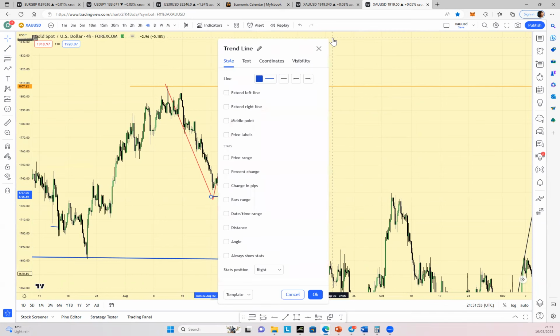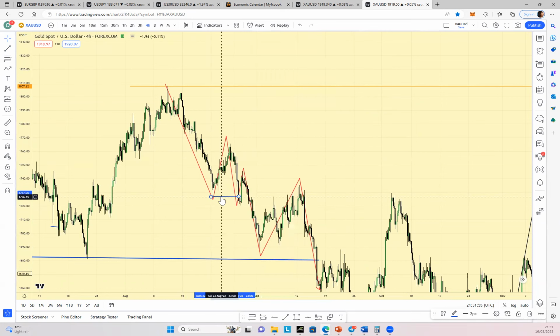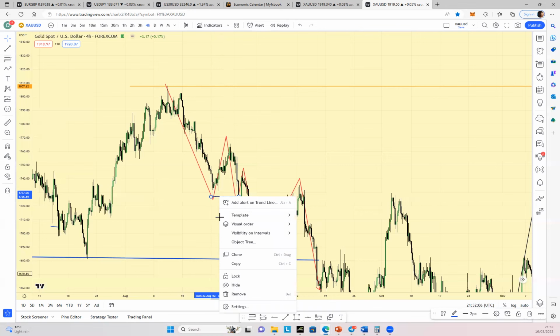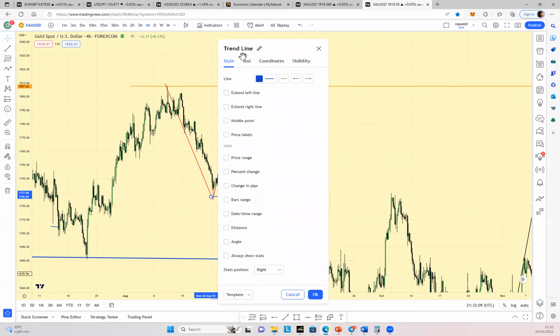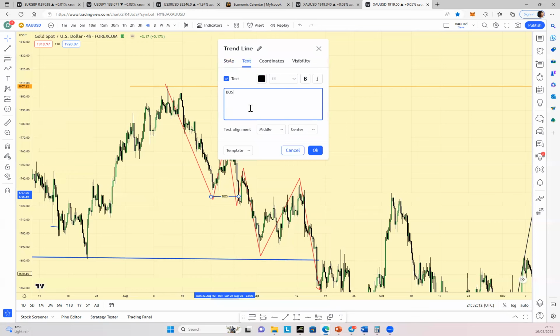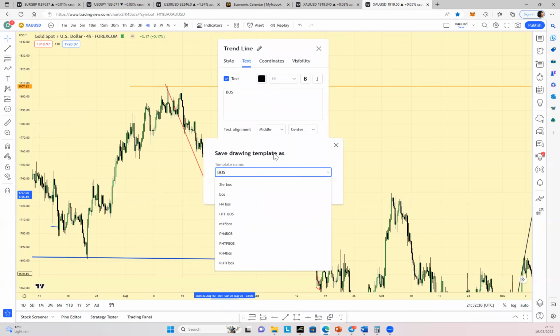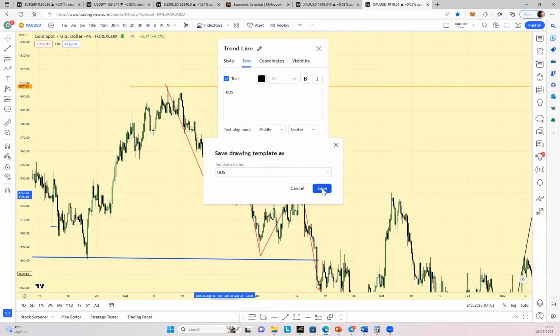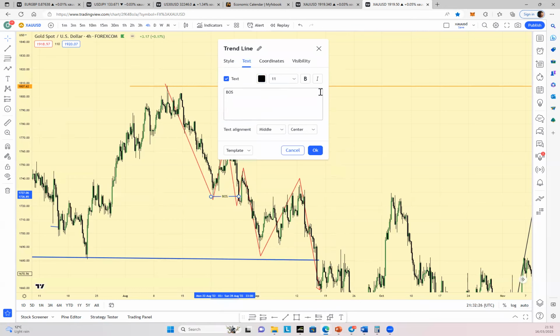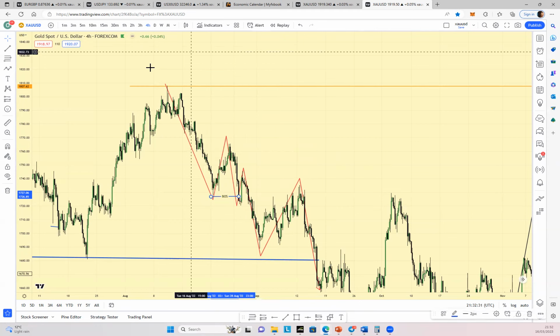And I want you to then double click on it. In fact, to make life easier, you name it break of structure. What you need to do is to right click on the line, you go to settings, you go to text, you type in BOS, then you go to template, you go to save as, you type in BOS again, and then you click save here, and you click save again. Don't press the X button. I just don't want to save it to myself because I already have the line.